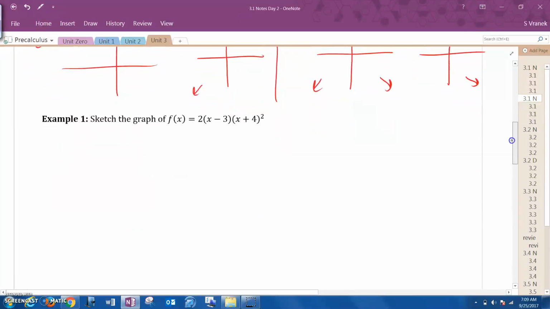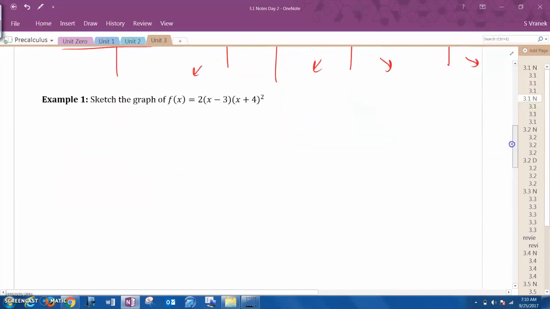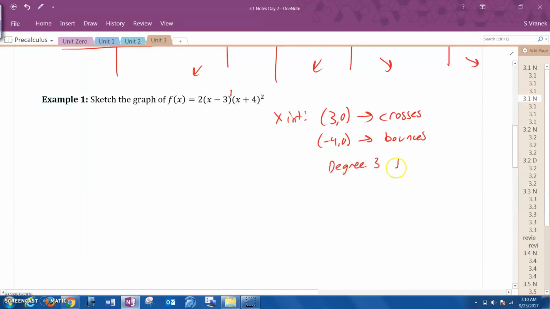So let's sketch this graph. Let's get our information first. First thing I know, the x-intercepts are at (3, 0), and because it's a power of 1, it crosses there. At (-4, 0), it bounces. It's a third power, degree 3, and positive, because it's a positive coefficient.